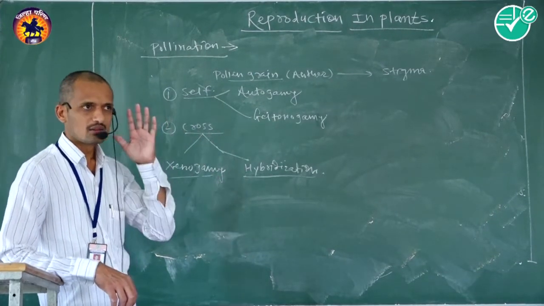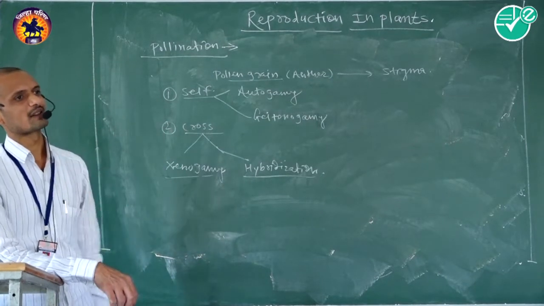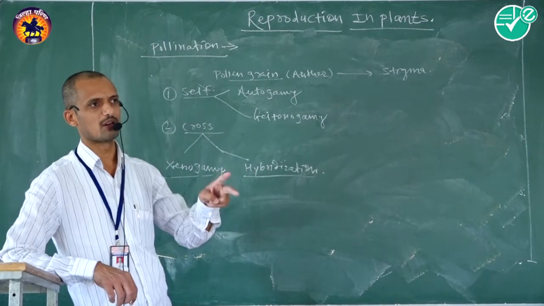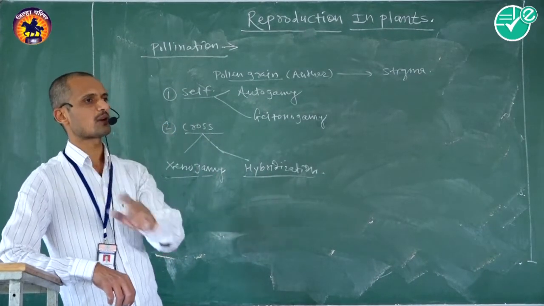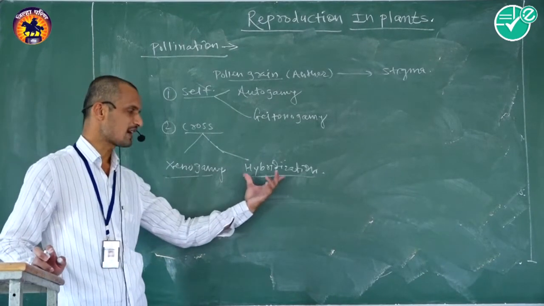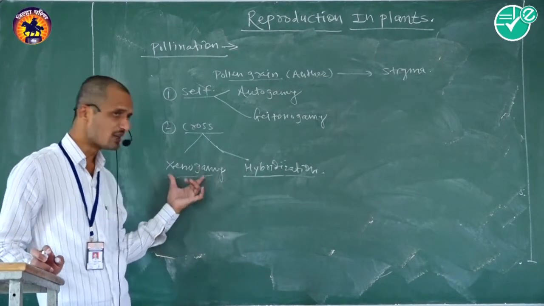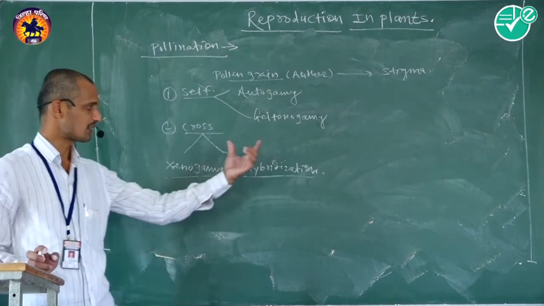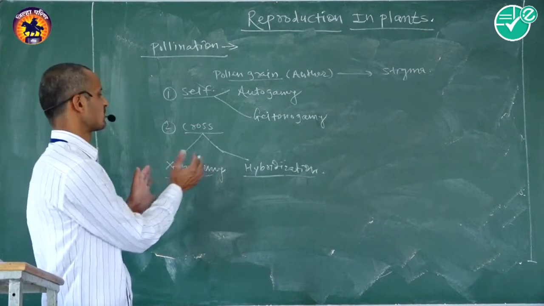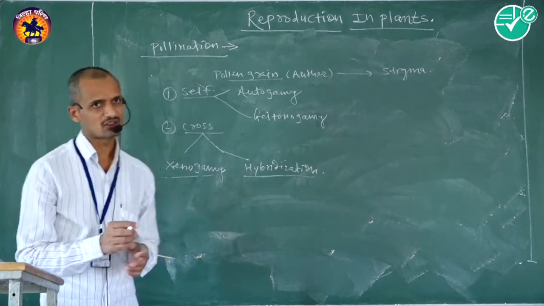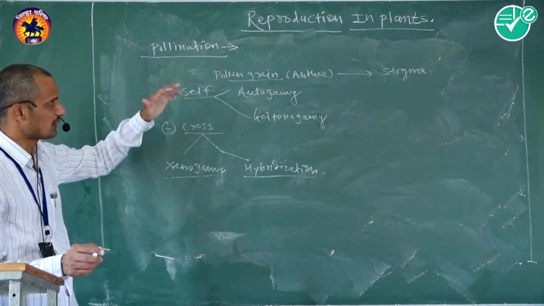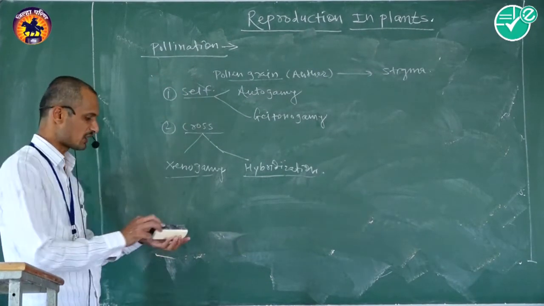Hybridization is transfer of pollen grain from the anther to the respective stigma of two different flowers located on two different plant bodies of two different species. In xenogamy, the species is the same. In hybridization, the species is different. That is the difference between xenogamy and hybridization. There are two main types of pollination: self as well as cross pollination.